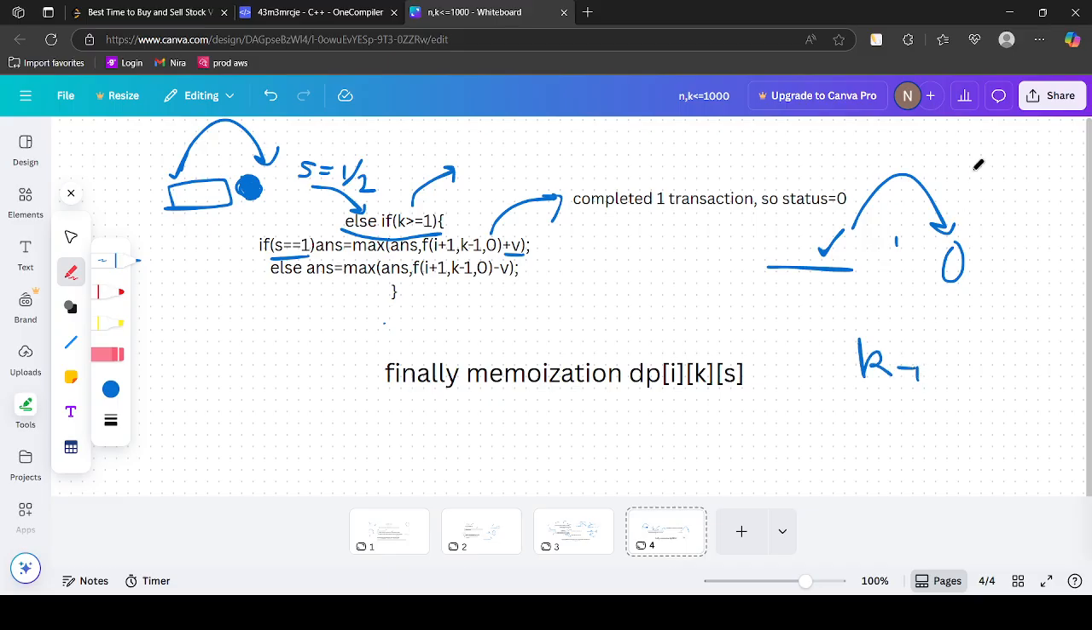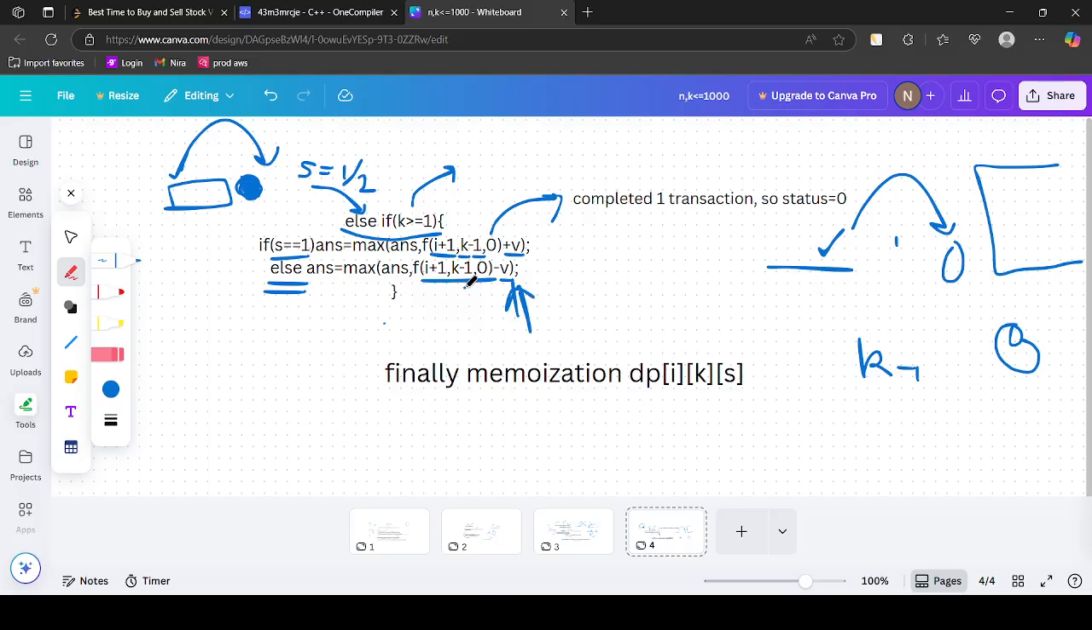And what is the status for the rest of the array? It is 0 because we bought and we sold already. So we did not buy or we did not sell. So it is simply 0. So answer is equal to function of I plus 1, k-1 and 0, plus v because we sold. And similarly, if s is equal to 2, I plus 1, k-1, 0, minus v because we are buying the product.